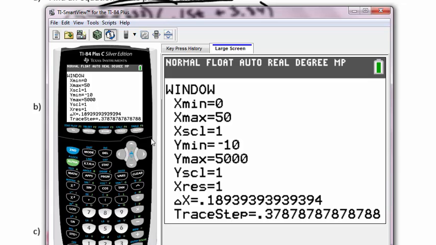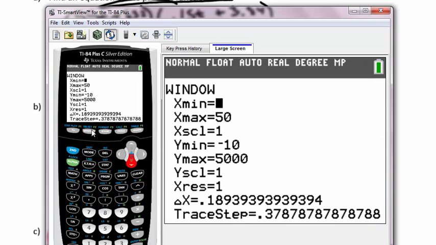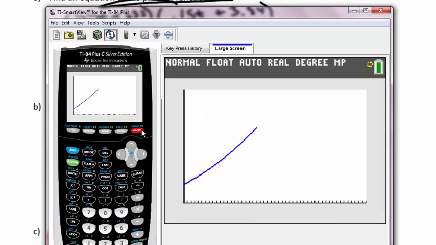Let's graph this equation. Okay, 5,000 turns out to not be large enough to see what's going on here, so let's make it quite a bit higher. We can see the graph, but we can't see what's going on. Let's go back to our window and change just the y max. Let's go ahead and look at 20,000. There we go. We can see the shape of this parabola right now.